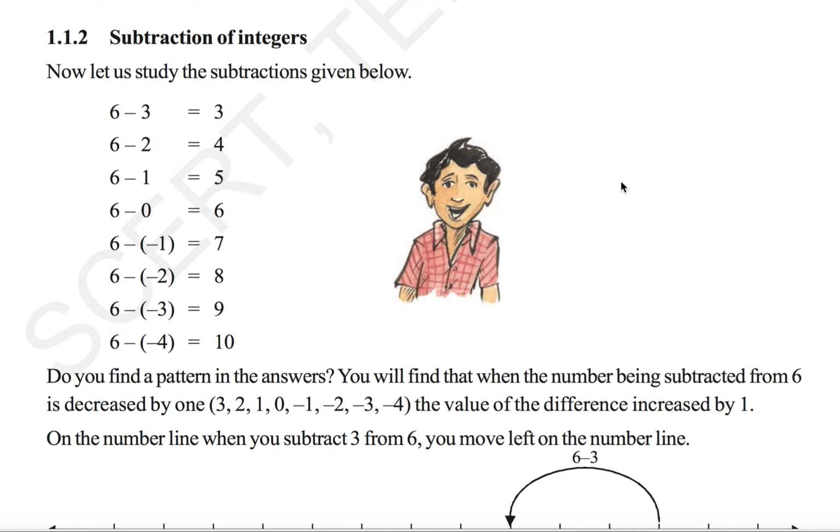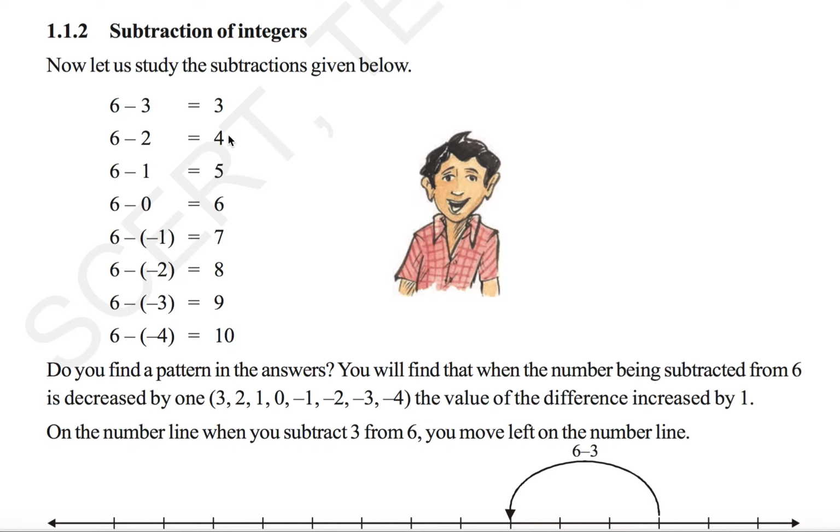Subtraction of integers. Now let us study the subtraction given below. 6 minus 3 is 3, 6 minus 2 is 4, 6 minus 1 is 5, 6 minus 0 is 6, 6 minus minus 1 is 7, 6 minus minus 2 is 8, 6 minus minus 3 is 9, 6 minus minus 4 is 10. Do you find the pattern in the answer? You will find that when the number being subtracted from 6 is decreased by 1, the value of the difference is increased by 1.